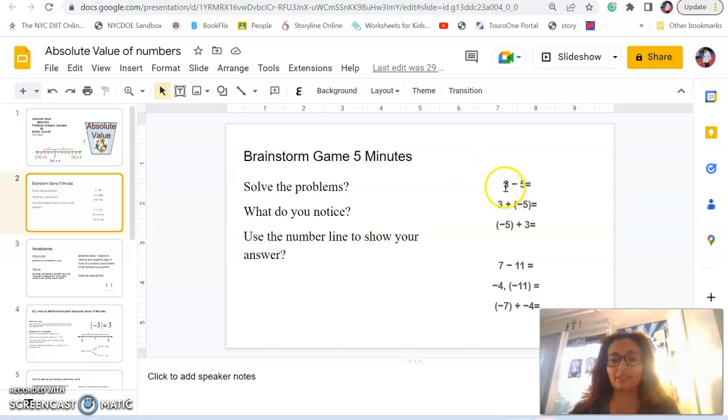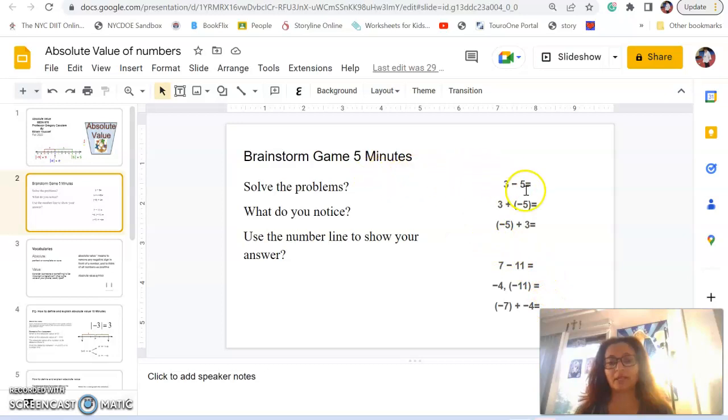Okay, after the 5 minutes, we're going to model to students how to do the do now. 3 take away 5 is going to be minus 2. 3 plus negative 5 is minus 2. Negative 5 plus 3 equals minus 2. I notice most of you got the do now correct.